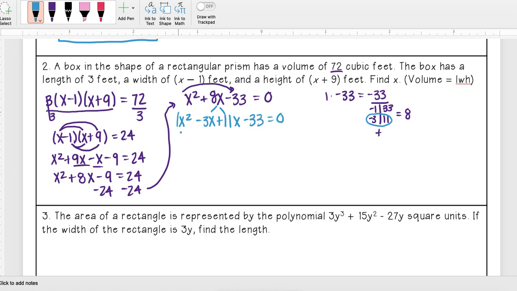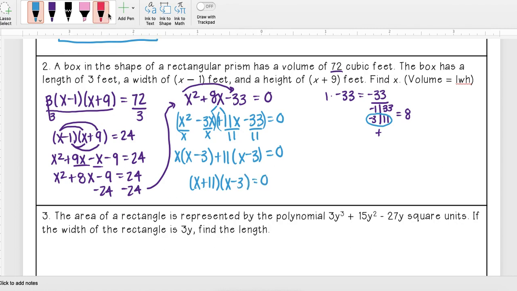And then from here, I can factor by grouping. My GCF of my first pair is just x. The GCF of my second is 11. x squared divided by x, I get x, and then minus 3. I get x minus 3 over here as well. And so I have x plus 11 times x minus 3 is equal to 0. Now for my last step, I can go ahead and set each of these equal to 0.